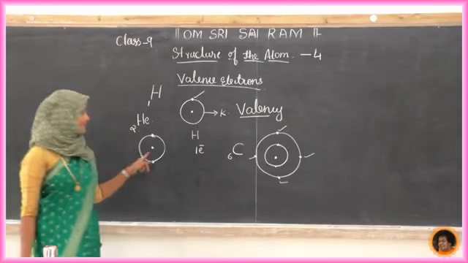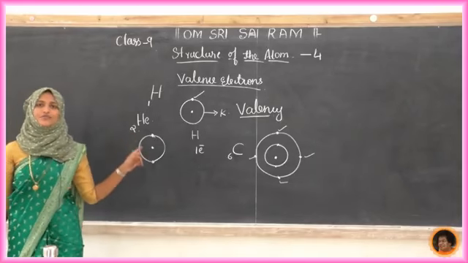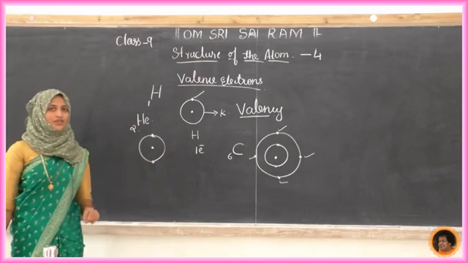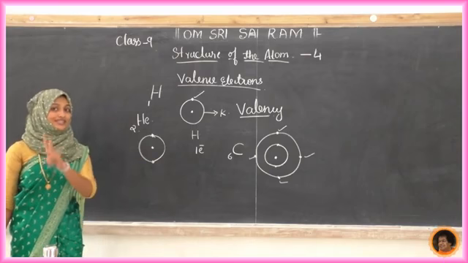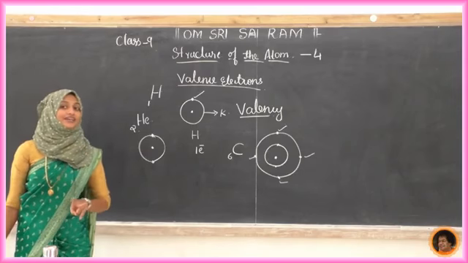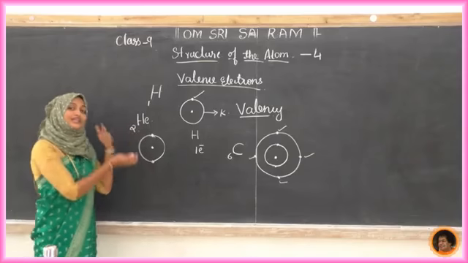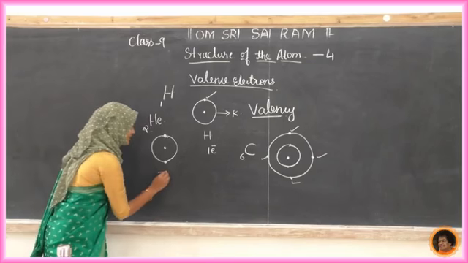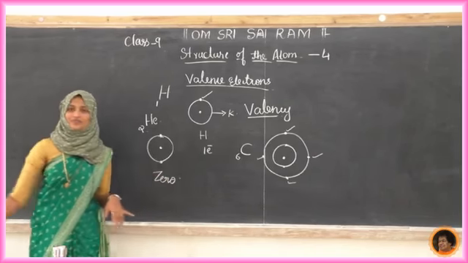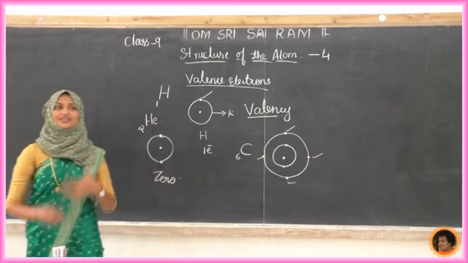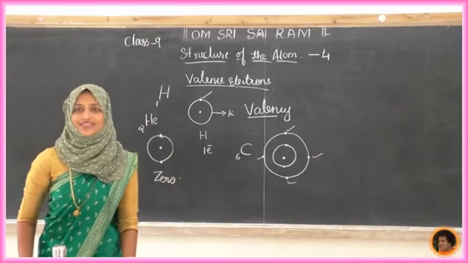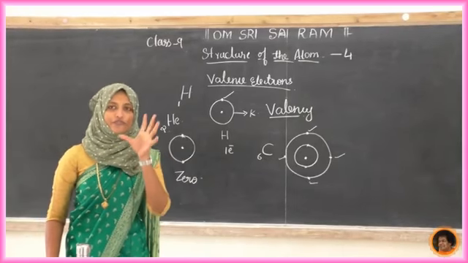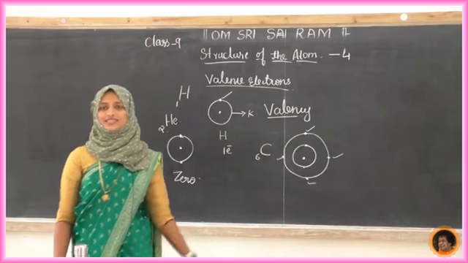Now tell me, students, what is the valence electron count here? 2 electrons, the outermost electrons are 2. Can it take part in any chemical reaction? The outermost shell is fully filled. So what can we see here? It has 0 valency, so the combining capacity is not there. If the outermost shell is fully filled, its valency is 0.